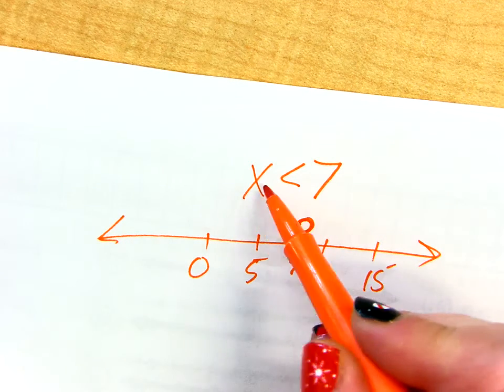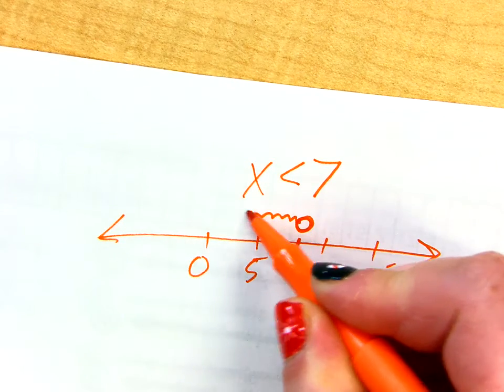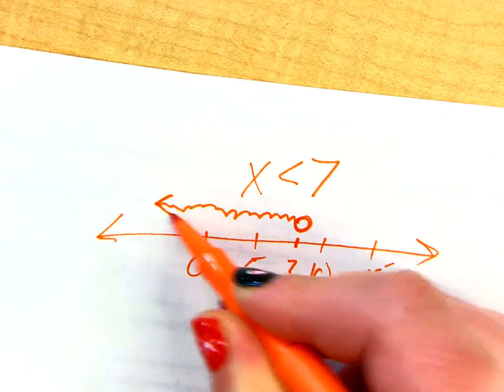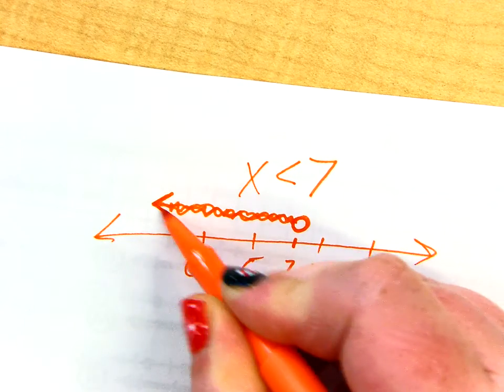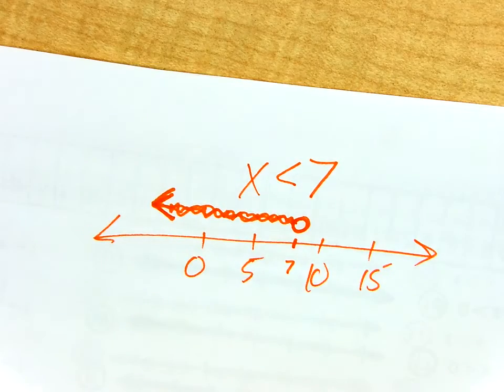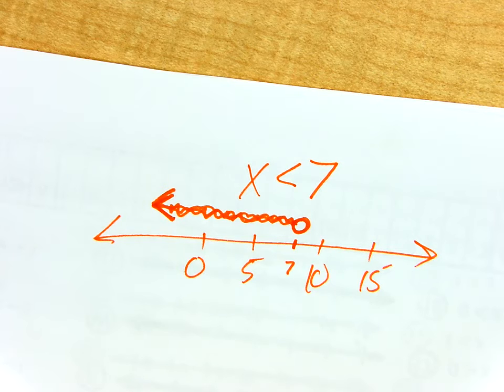And then I want to show all the numbers that are less than 7. So isn't that all these numbers? So usually we just kind of shade or darken, and then we put an arrow showing those are all the numbers that are less than 7 in the whole wide world. I don't have to list them. I just make that graph, and that graph shows all of them. Does that make sense?